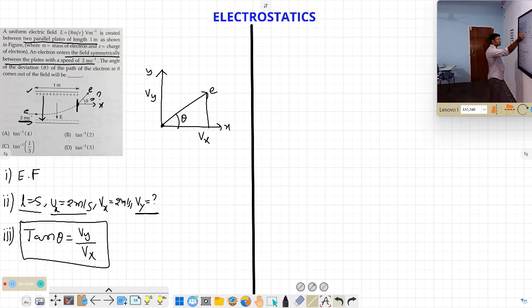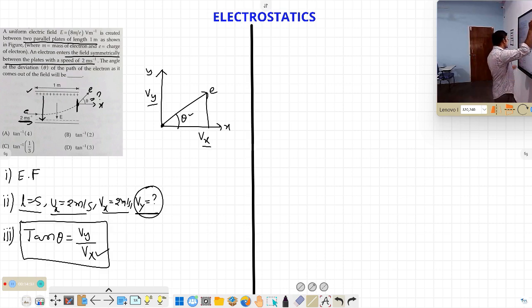At the moment when it is coming out, it is making an angle theta. The theta can be calculated using the velocities of the electron while it is coming out, a vertical velocity and a horizontal velocity. Using geometry, tan theta is equal to Vy by Vx. Now our requirement is Vy, because the Vx value you already know, that is 2 meter per second. Vy value you need to find. How to find the Vy value?